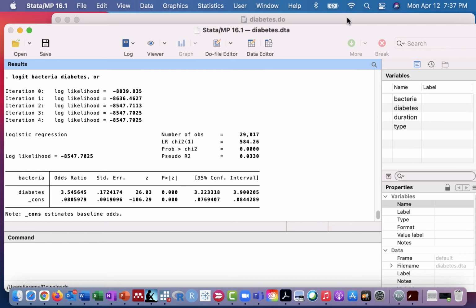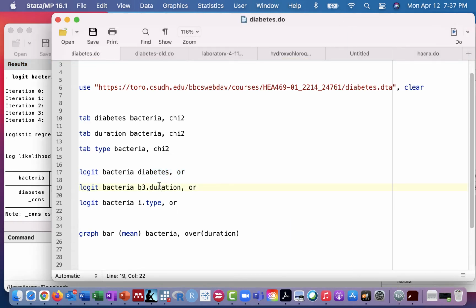So the odds ratio on diabetes is 3.54, so that means you're 3.54 times as likely to have bacteria if you're a diabetic than if you're not a diabetic. So the higher the rate of diabetes, the higher the rate of bacteria. The odds ratio is greater than 1. Again, that p-value 0.000 on diabetes means it's statistically significant. That odds ratio is statistically significantly different from 1.